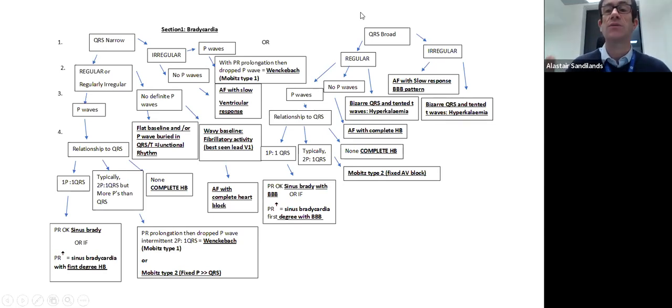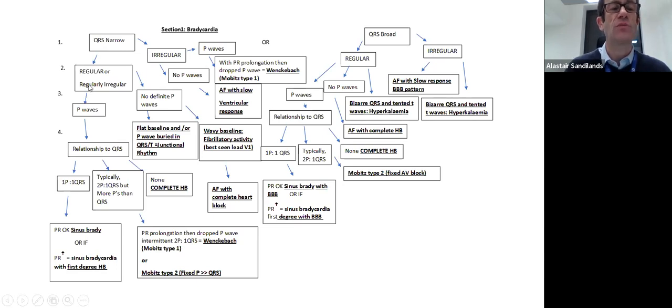Could this be an escape rhythm that's coming distally and it's not below the AV node, because it could be a complete heart block? Okay, so that's that question there. You ask yourself that question. The next question you ask yourself is, is the rhythm regular or irregular?